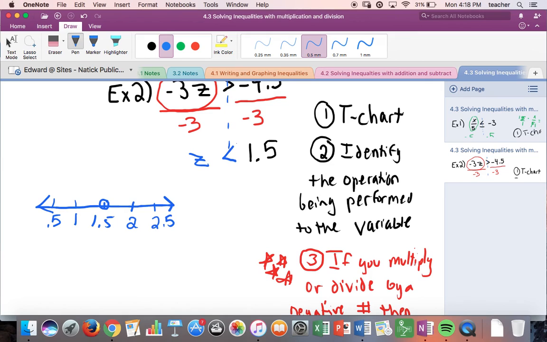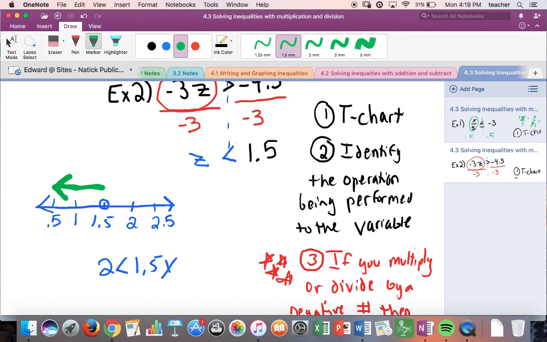It's an open circle because it's a less than symbol. Then you should substitute in a value to make sure you know what side to shade. I'm going to substitute in 2. So 2 is less than 1.5. That is false, which means I need to shade in all the numbers on the left side, because all those numbers are going to make the inequality true.